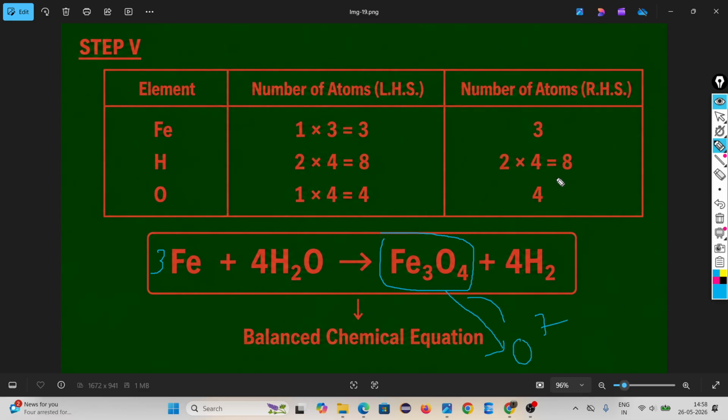First we look at the right hand side: 4 oxygen atoms are there. On the left hand side, 1. So to balance it we multiply by 4. Then write 4 here.